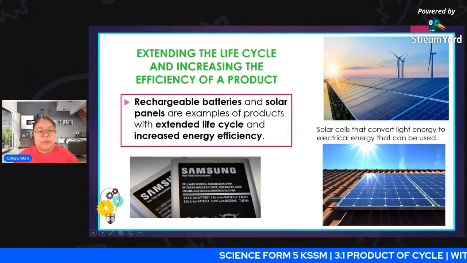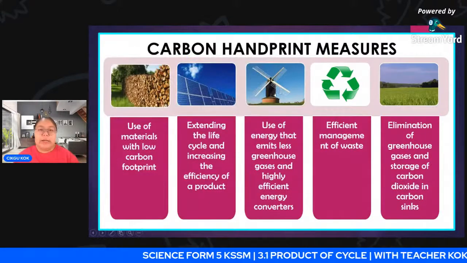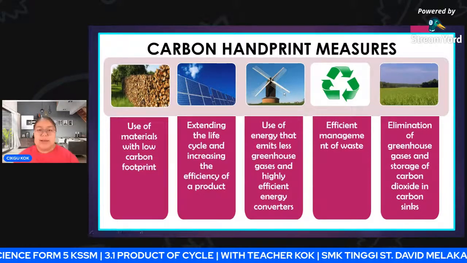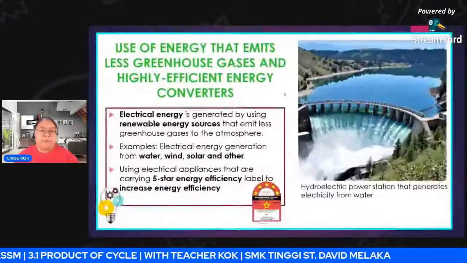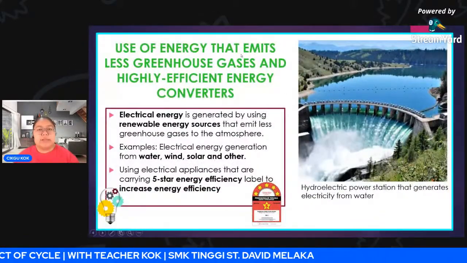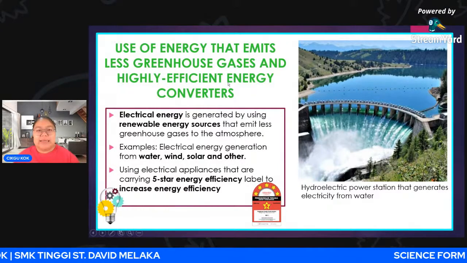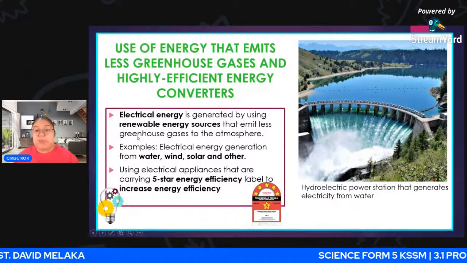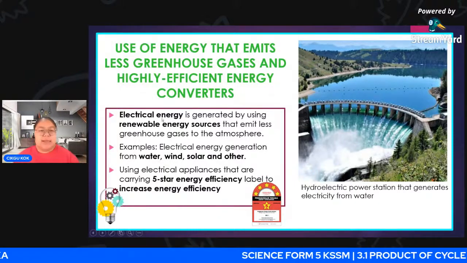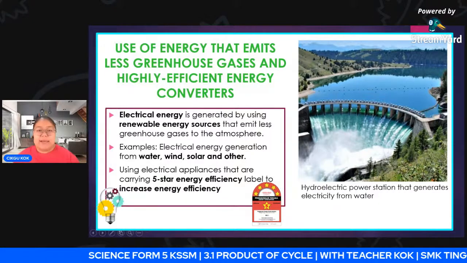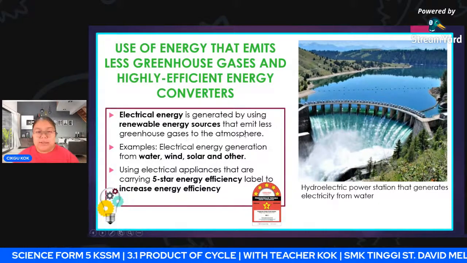Okay, now we go to number three. Number three is to use energy that emits less greenhouse gases. Let's see the example for this part. They use energy that emits fewer greenhouse gases and is highly efficient. Let's see what highly efficient means. Electrical energy is generated by using renewable energy that emits fewer greenhouse gases into the atmosphere.